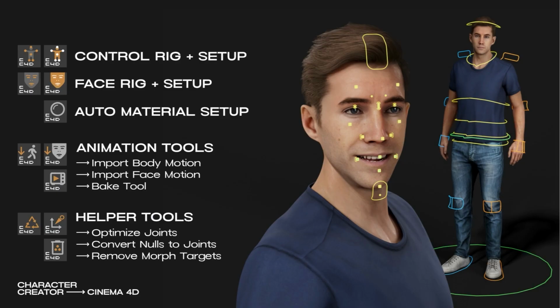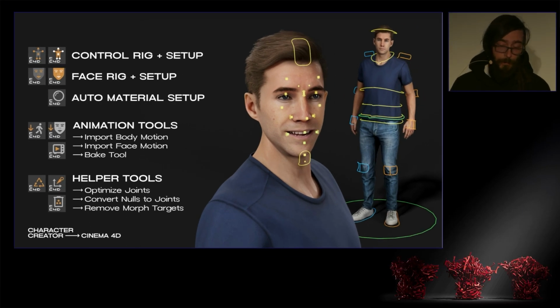Right now, it consists of like 3 major components, which are like the control rig and the setup for the body rig, the face rig and its setup, and most recently, I also added the auto material setup for Redshift. Then there are also some small animation tools, which are basically there to help and streamline the importing of animation data for the body and the face, and to retarget it directly to the controls of the rig. And then there are some helper tools to optimize the joint hierarchy and stuff, but let's just go ahead and show you.